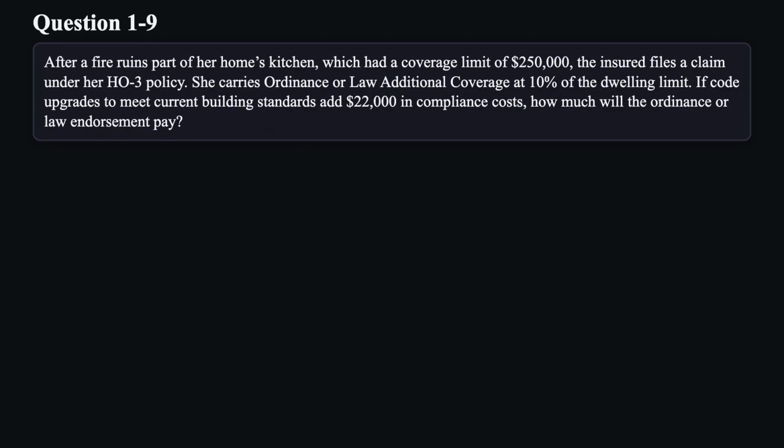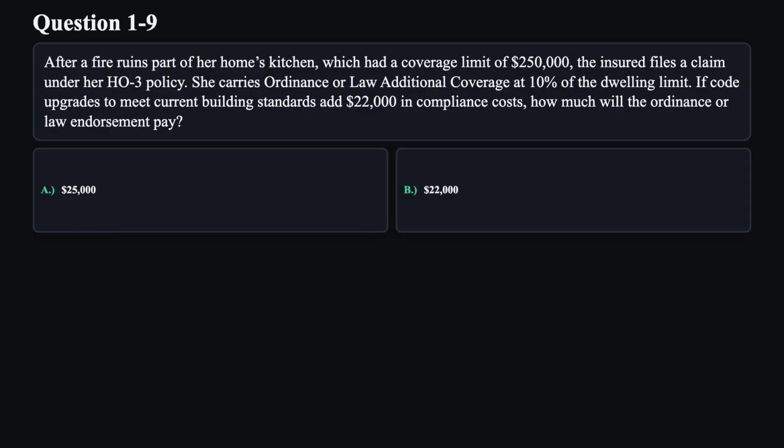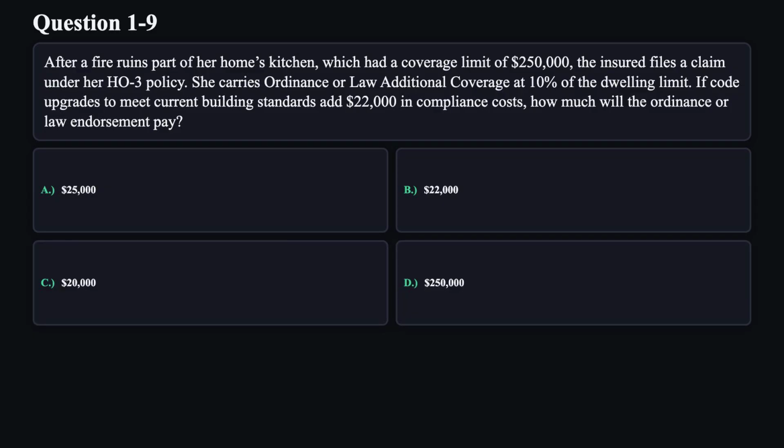Question 9. After a fire ruins part of her home's kitchen, which had a coverage limit of $250,000, the insured files a claim under her HO3 policy. She carries ordinance or law additional coverage at 10% of the dwelling limit. If code upgrades to meet current building standards add $22,000 in compliance costs, how much will the ordinance or law endorsement pay? A. $25,000. B. $22,000. C. $20,000. D. $250,000.